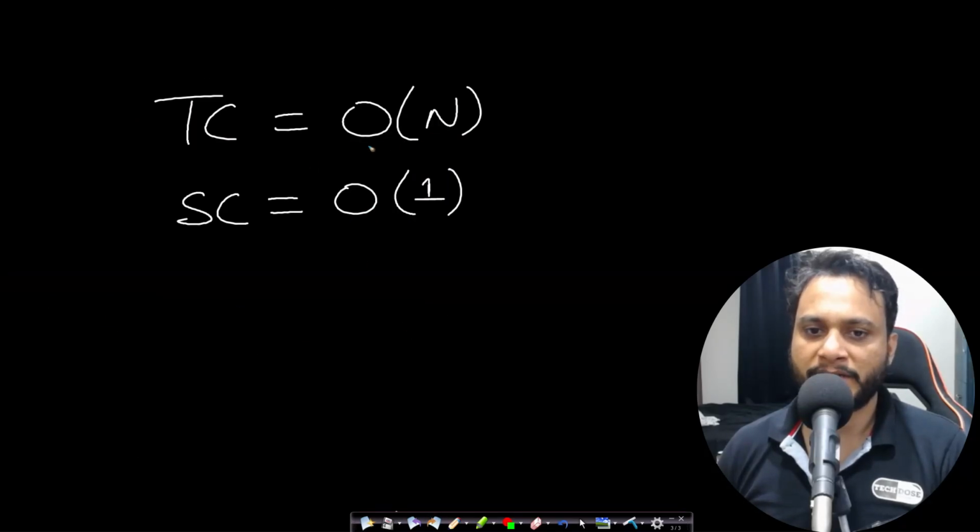So the time complexity will be order of n because we are just doing one pass, and the space complexity is also order of 1. Let's now look at the code.